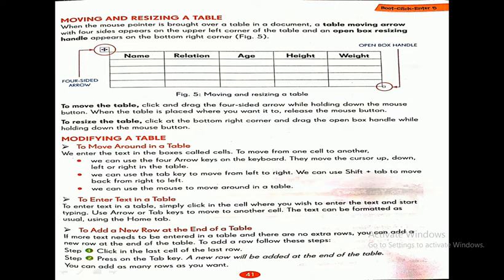And another method is we can use the mouse to move around in a table. We can use the mouse and click anywhere in the cell where you want to enter the text.